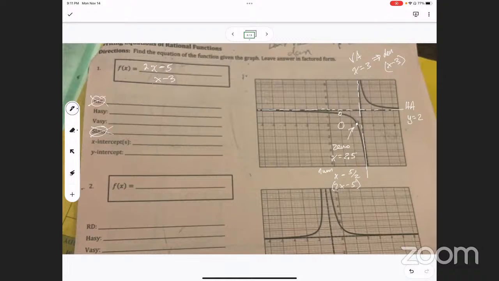The last thing you want to do to check that it's right is look at your y-intercept. You see how your y-intercept is at like 1.5? Make sure that works by plugging in 0 for x. You would get 5/3, which is just a little over 1.5. So that makes sense. Got it? Yep. I'm not going to fill those in. You can do that yourself.